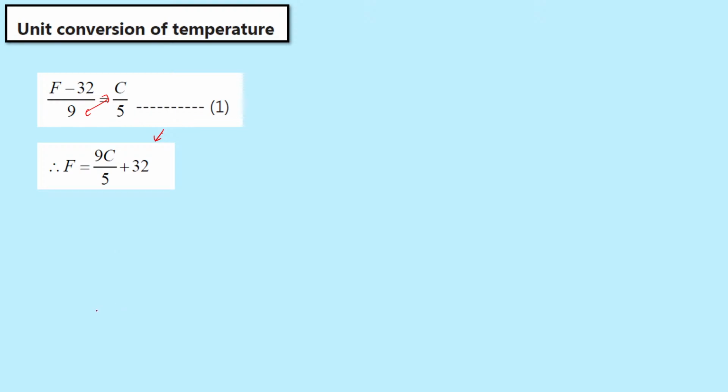Suppose I take an example, the number is 86. I have 86 degree Fahrenheit and I want to convert it to degree Celsius. Let us take the formula. Fahrenheit is given, F is equal to 9C upon 5 plus 32.